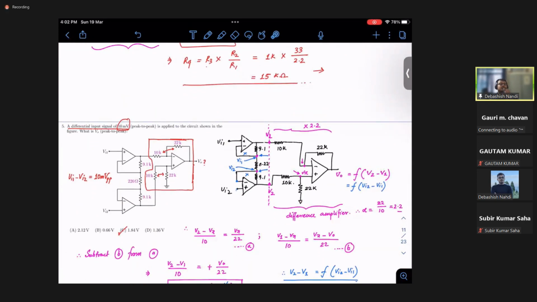Anyone? Gautam Kumar or Subir Kumar Saha? You can unmute and tell me, what do you think actually? Why do we need this kind of circuit?